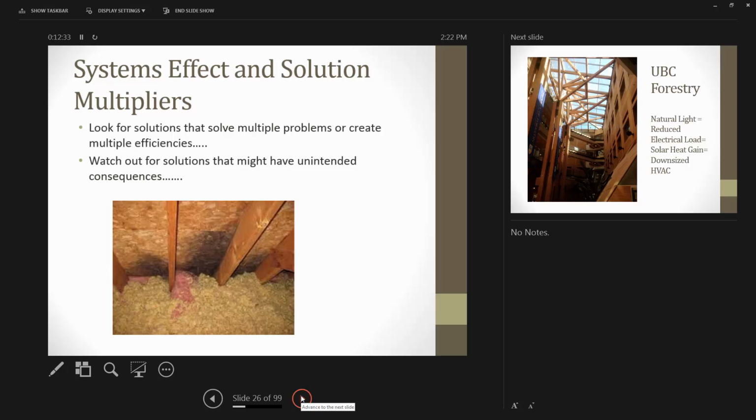So finding those solution multipliers that can benefit multiple systems. And then watch out for solutions that might have unintended consequences. And this is really, we'll talk a little bit about moisture profiles and vapor drive more in depth than you guys have gotten into, but that's really one of the biggest examples of that.